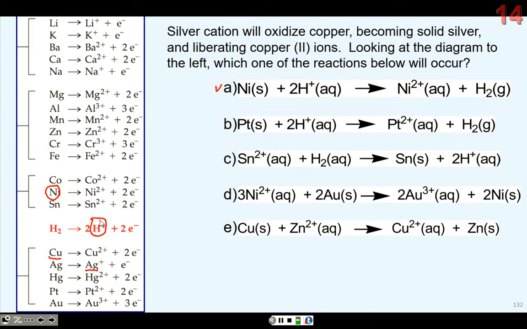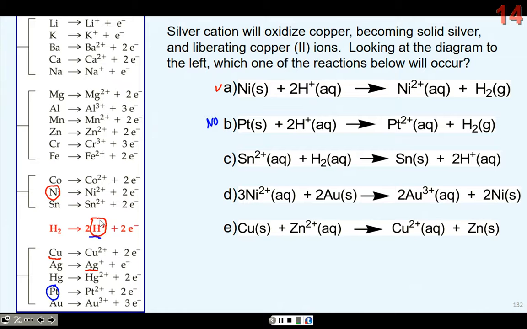So platinum with hydrogen. Platinum is down here, and hydrogen ions up here. Nope, that's not going to work. Platinum is particularly unreactive. It's why it's good to use for certain kinds of things, because it doesn't react with a lot, including acids. All right, the next one is tin ions and hydrogen.